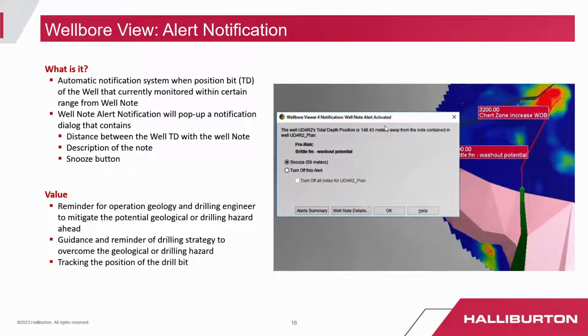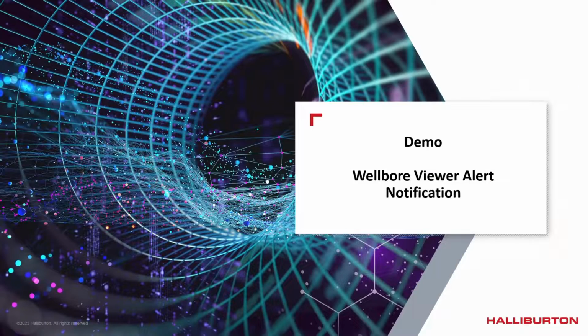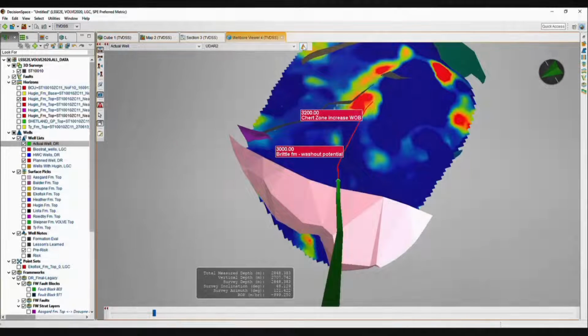Using this feature, operation geologists and drilling engineers will be informed of subsurface conditions ahead of the drill bit. With detailed instructions and descriptions of well notes, it can improve the communication between operation and subsurface analysis to overcome the operation hazards. Here in DSG session, I have a well plan in red and my actual drilling well in green. I also posted interpreted well notes along my well plan trajectory.